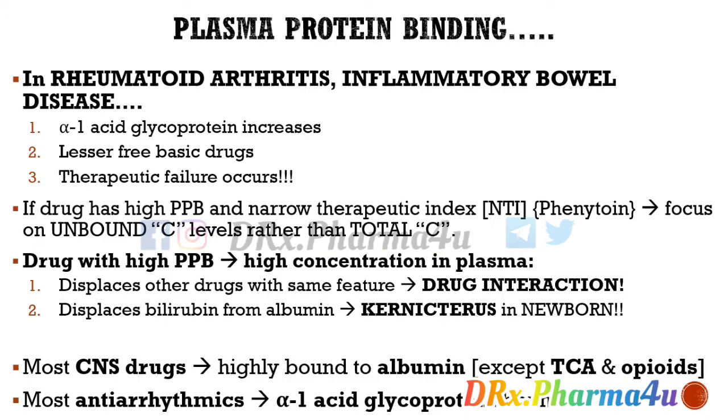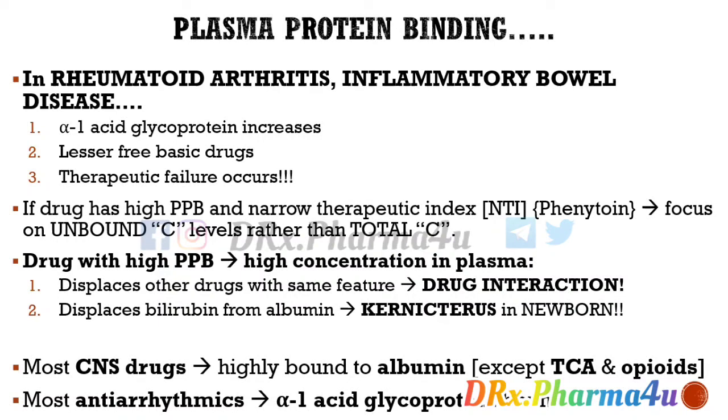If a drug has high plasma protein binding, it will also have high concentration in the plasma. In that condition, it may displace other drugs with the same feature. So that can lead to displacement drug interactions. And this can also displace bilirubin from albumin, so that can cause kernicterus in newborns.